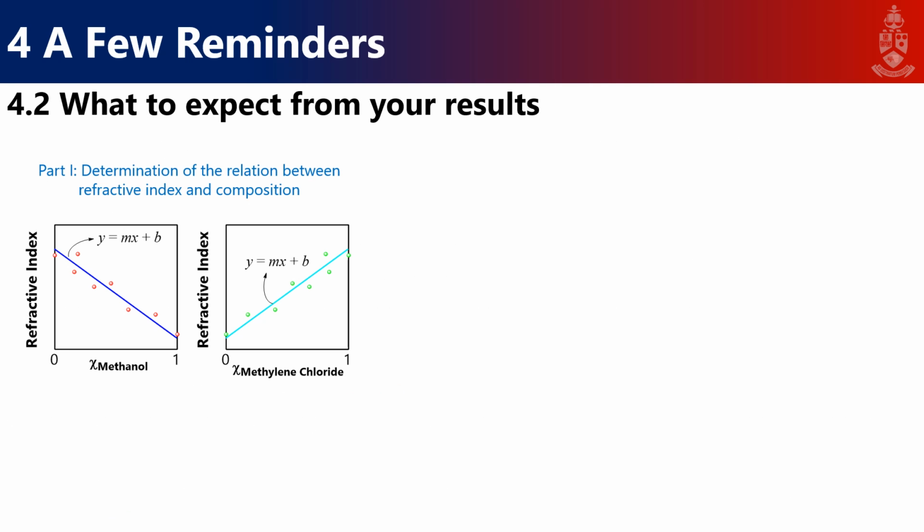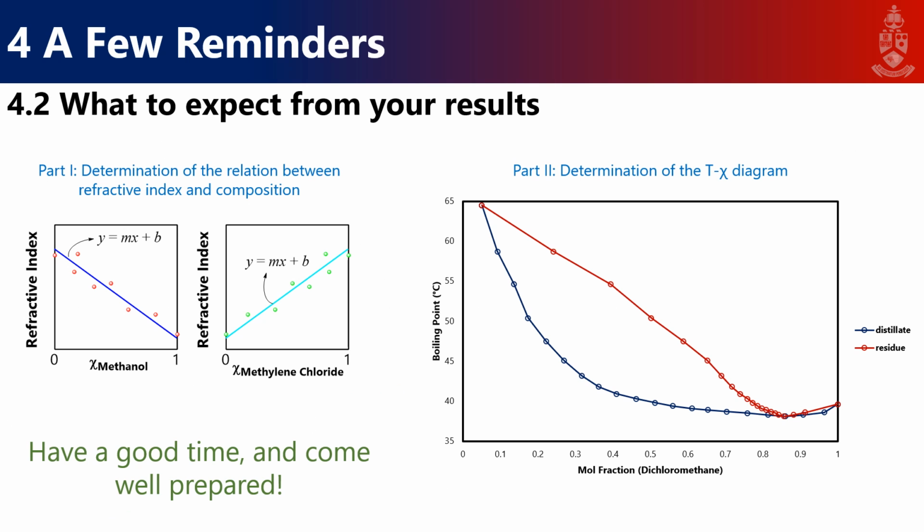I quickly want to show you what to expect from your results. In part 1, you will determine the relation between refractive index and composition. Essentially, the two graphs which I'm showing here are the mirror of one another, so these are exactly the same. You're going to make up different mixtures with different compositions, measure the refractive index for each of these, and then plot that against the mole fraction of methanol or the mole fraction of methylene chloride. That will give you almost like a calibration curve. You will then use these in part 2 to determine the temperature composition diagram.